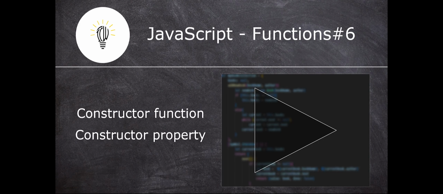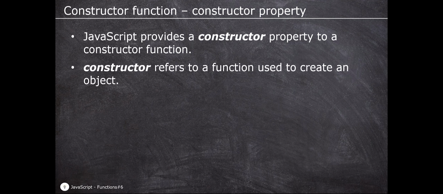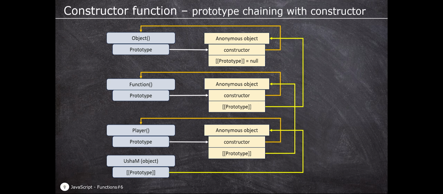Now we will learn about one more property called the constructor property. For every constructor function, JavaScript provides this constructor property. This property references the function that we use to create an instance of an object. It is a part of the prototype property. The constructor property's main purpose is to identify the object's original constructor. Let's have a look at the prototype chain again along with the constructor property. So in our example, player.prototype.constructor refers to the constructor function player itself. And if we look at the prototype chain, Function.prototype.constructor refers to Function and Object.prototype.constructor refers to the Object function.